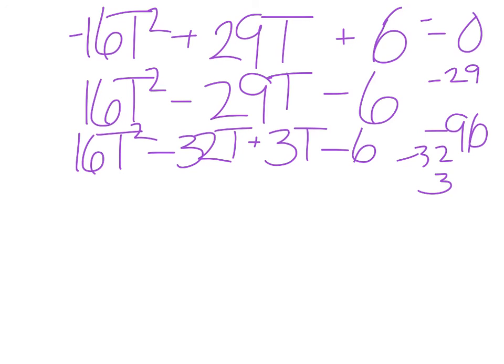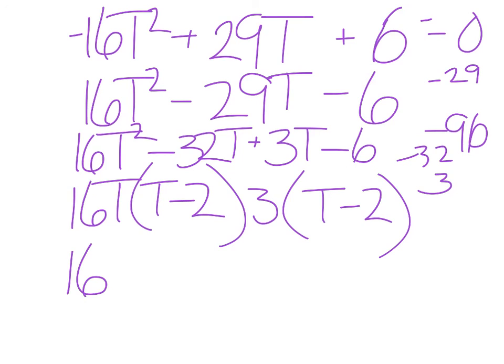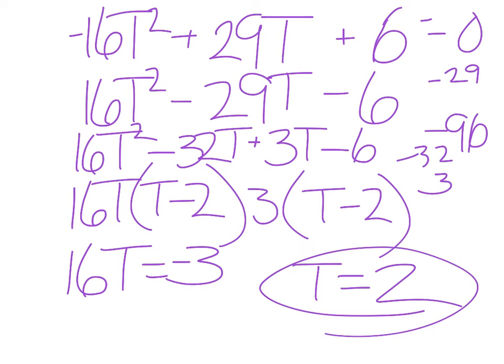So, factor out a 16t. I'm going to get t minus 2. I really want t minus 2 over here. I think I just need to factor out 3. Okay? Well, you know, I think I'm going to get 16t equals negative 3. If you saw how I jumped a step there. And over here I'm going to get t equals 2. I think I know how much time it's going to take for the shot to hit the ground.